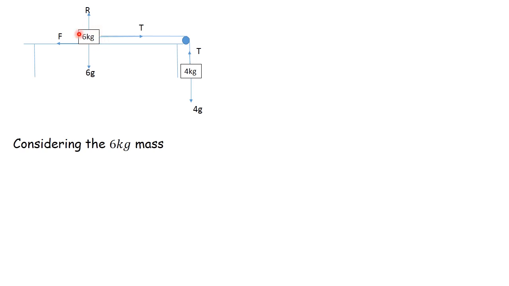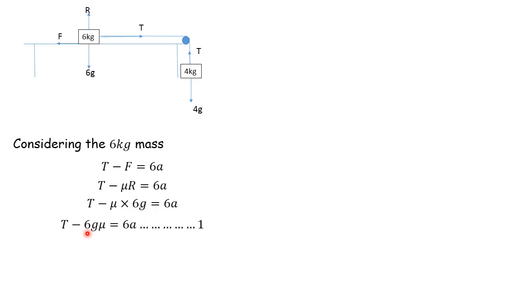So considering the 6 kilogram mass, since the 4 kilogram body is hanging freely, it will tend to pull this 6 kilogram mass. So the movement will be towards the 4 kilogram mass. The resultant force on the 6 kilogram mass will be T minus F, and we shall equate that to 6a using Newton's second law of motion. But F is equal to mu R, and from our diagram, R is 6g, so we shall have T minus mu times 6g equals 6a. We can rearrange it and write that as our equation 1.